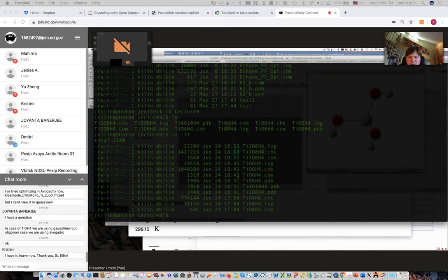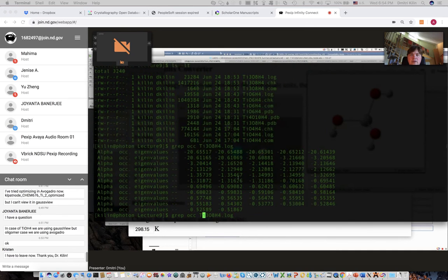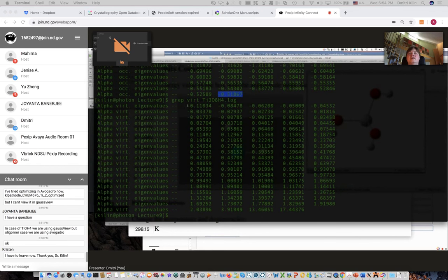Grep OCC titanium 3 log. Something went wrong with the titanium 3, so I'm going to have to go to Avogadro for it. Titanium 2 looked okay. It looked decent, but it wasn't great either. I don't know why, but it doesn't seem to be optimizing much. So I'll just go to Avogadro here real quick and do the calculations there instead of the LANL calculations.